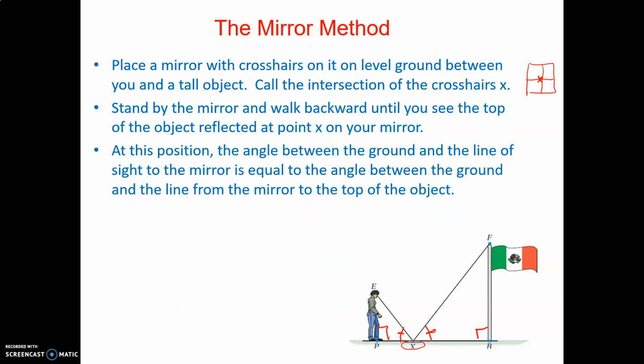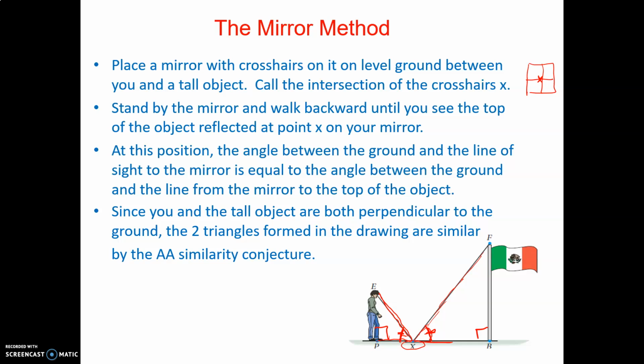At this position, the angle between the ground and the line of sight to the mirror is equal to the angle between the ground and the line from the mirror to the top of the object. So from the ground to the line of sight here, that angle is equal to the ground up to the top of the flagpole, which is this angle. Since you and the tall object are both perpendicular to the ground, I now have two 90-degree angles, so those are equal. So the two triangles formed in the drawing are similar by the AA similarity conjecture.